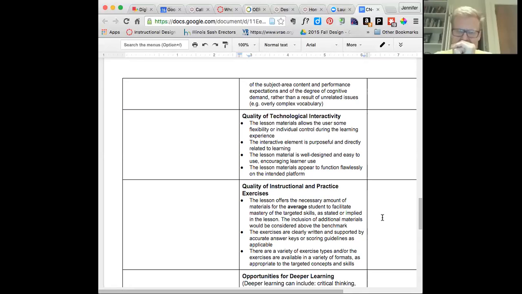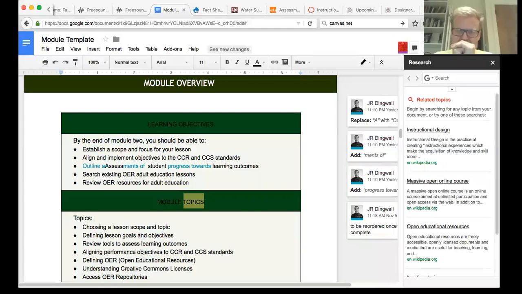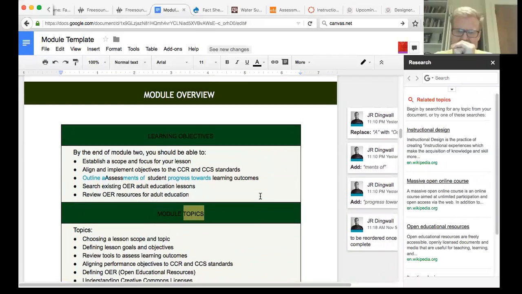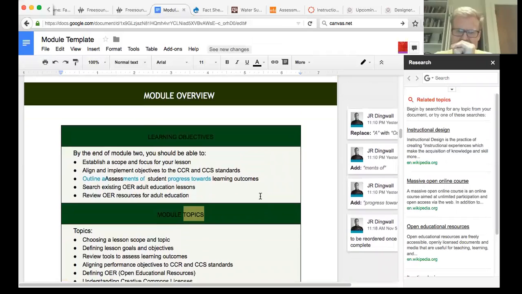Right. So, can I share my screen to show you? Let me just share this. I think I got it. Okay. Can you guys see the module overview? Yep. Mm-hmm.